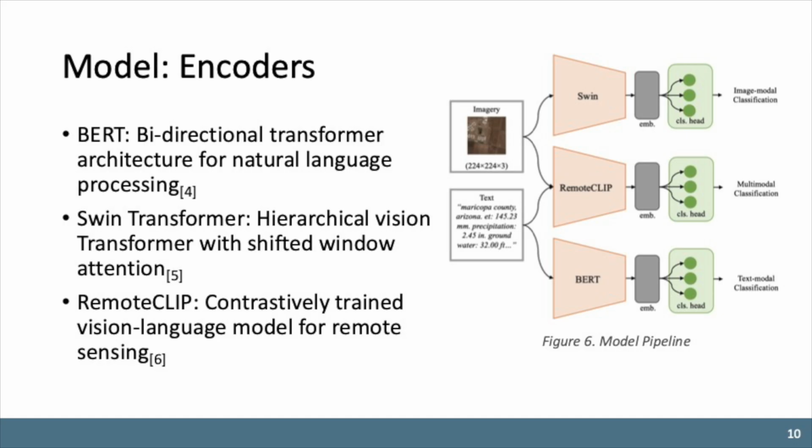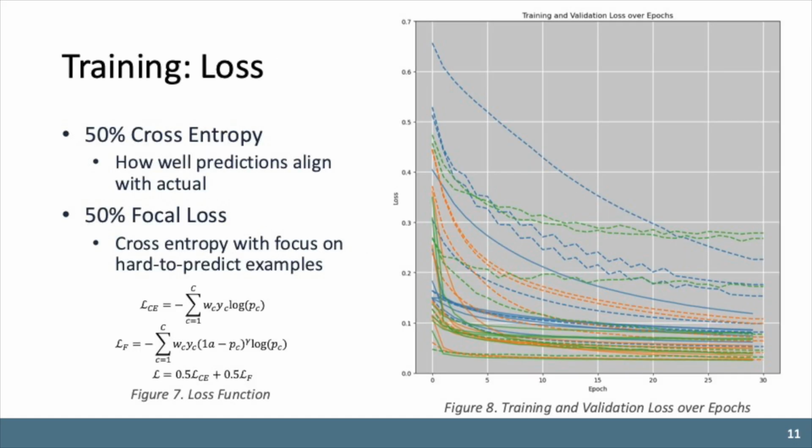To train these models, we minimize our loss, which is pretty much a measure of how wrong the prediction is. We use 50% cross entropy, which measures how well the predictions align with the actual, and then 50% focal loss, where it particularly focuses on hard to predict examples. On the graph on the right here, you can see those trends for all of our models, and you can see they all decreased over time.